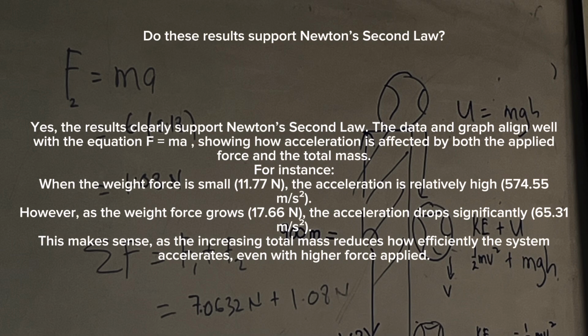For instance, when the weight force is small, 11.77 N, the acceleration is relatively high, 574.55 meters per second. However, as the weight force grows to 17.66 N, the acceleration drops significantly to 65.31 meters per second. This makes sense as the increasing total mass reduces how efficiently the system accelerates, even with higher force applied.